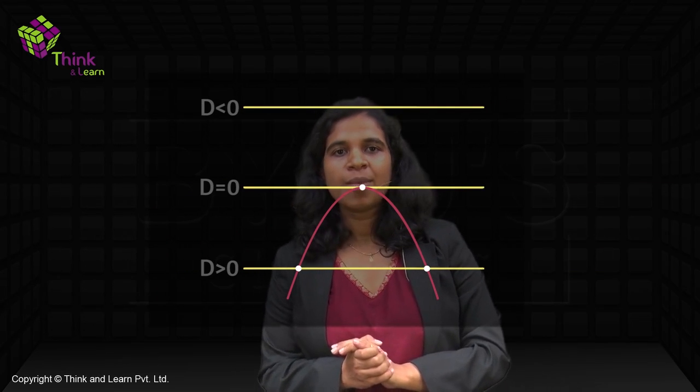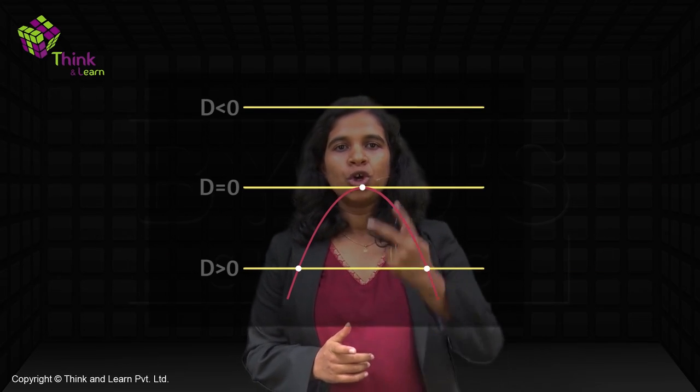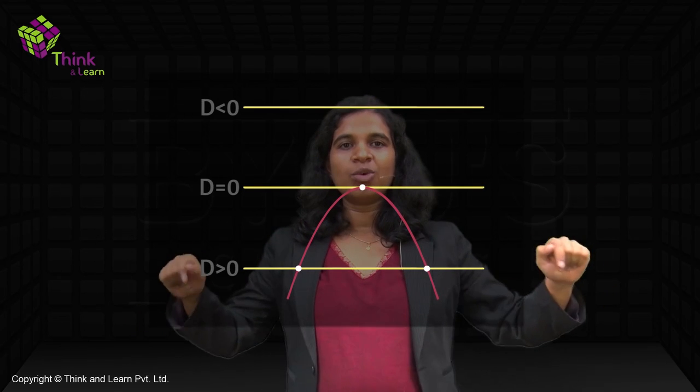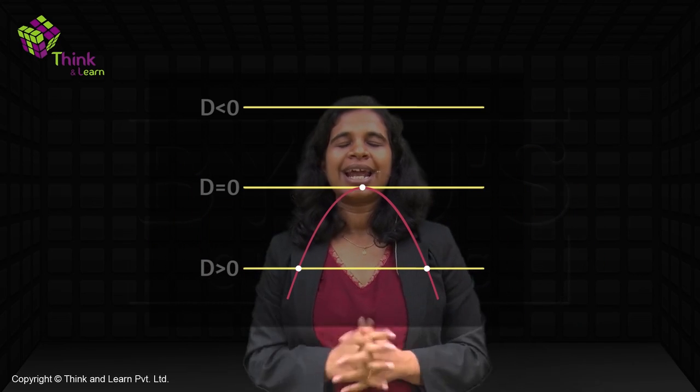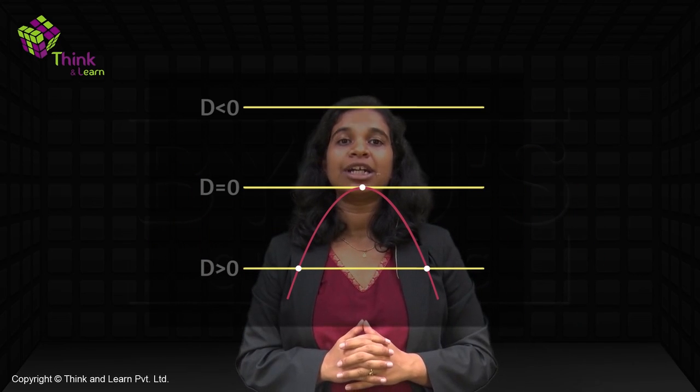So the important thing to remember is when D is greater than 0, two roots, so it cuts it at 2 points; equal to 0, at 1 point; and less than 0, it does not cut it at all. Now, we saw a graph.